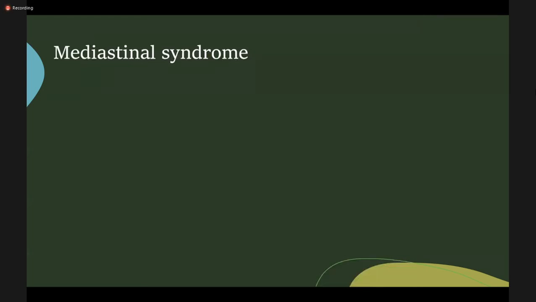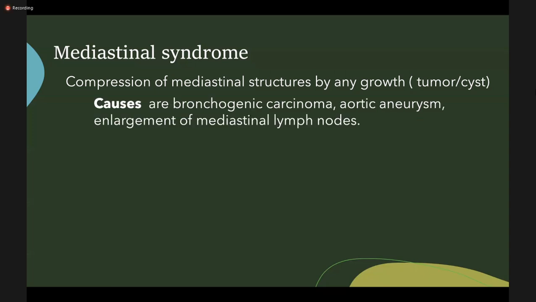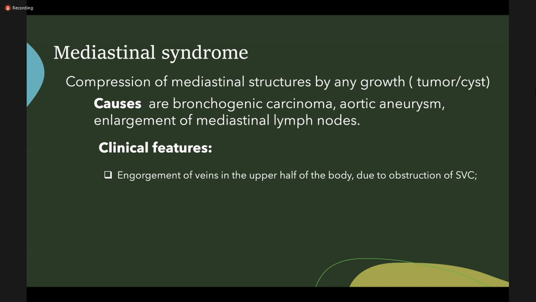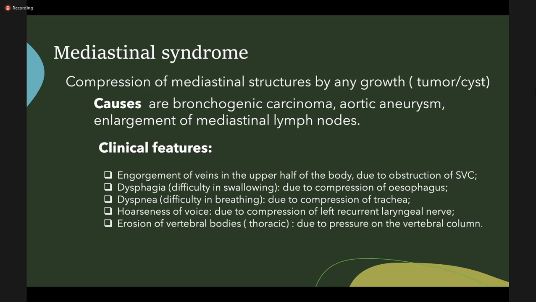Mediastinal syndrome. Basically, compression is the cause. Compression of the mediastinal structures could be from anything. These are the different causes, and these people will present with what? Engorgement of the veins, we call it superior vena cava syndrome. Dysphagia, if there is compression. Dyspnea, difficulty in breathing, and that is because of compression of the trachea. And then hoarseness, because of the left recurrent laryngeal nerve. And erosion of the vertebral bodies, because these vessels are involved.